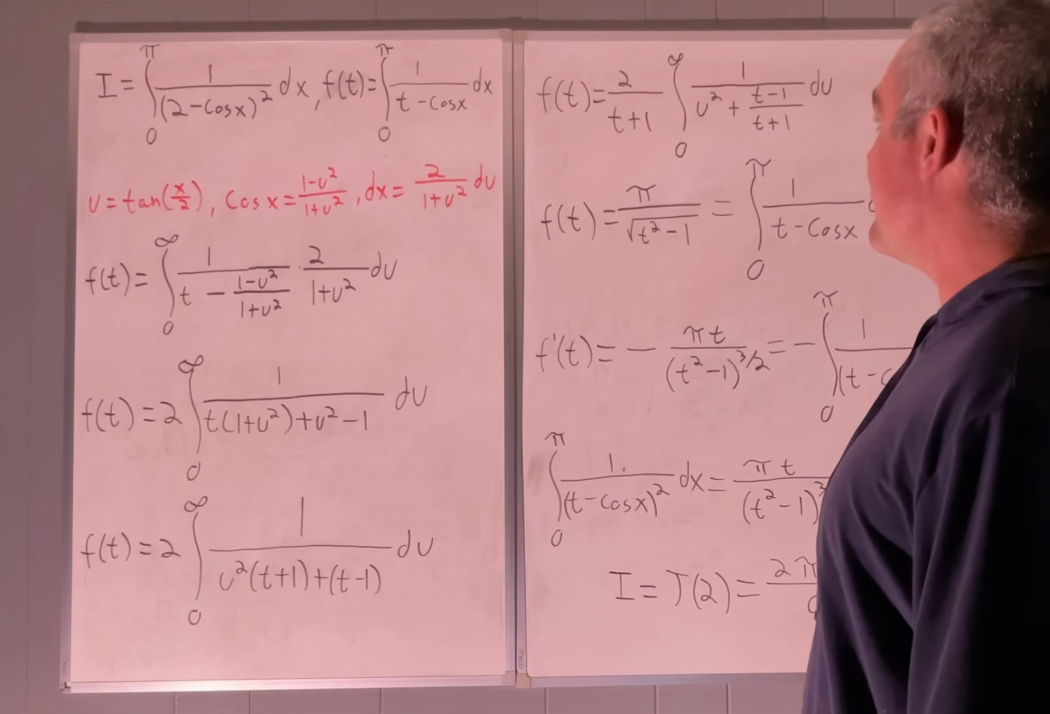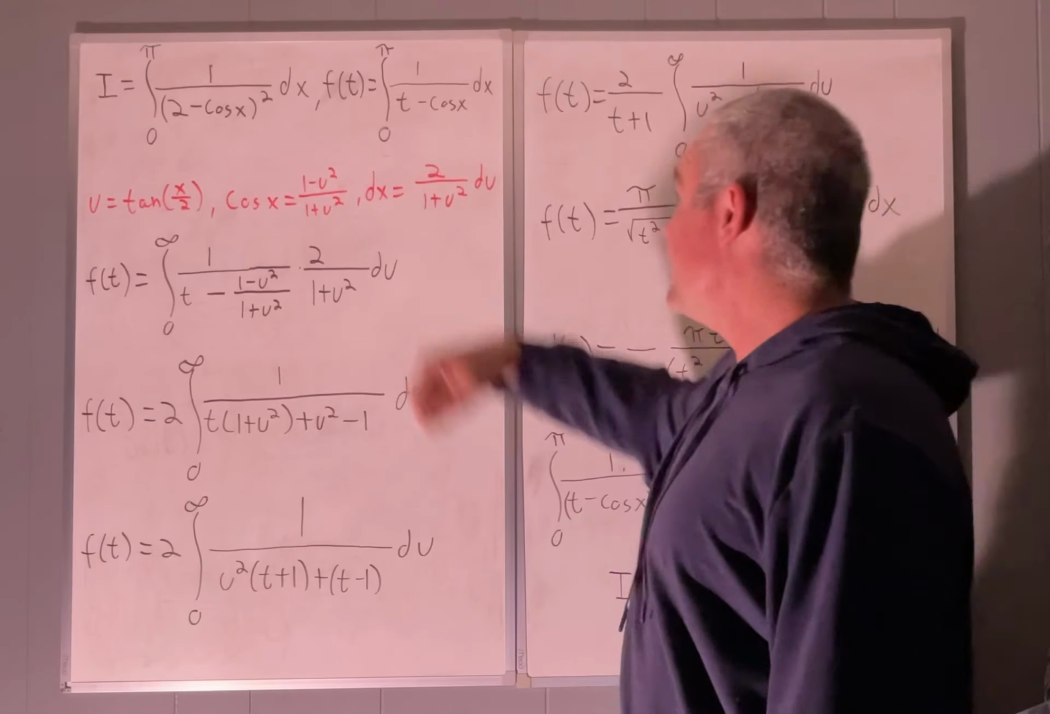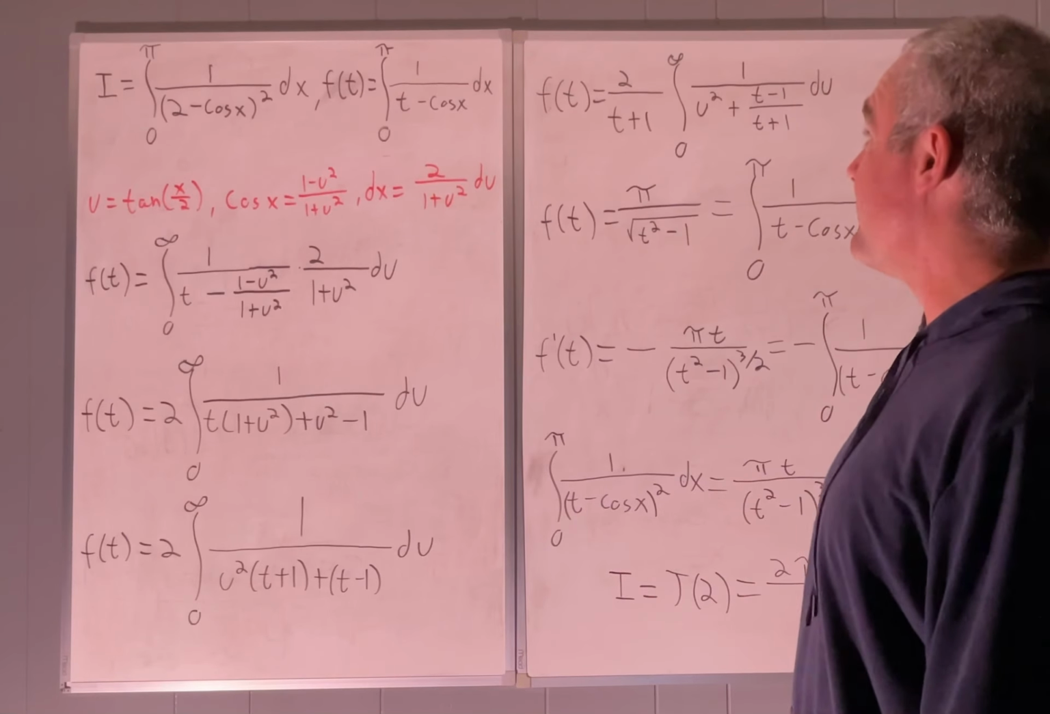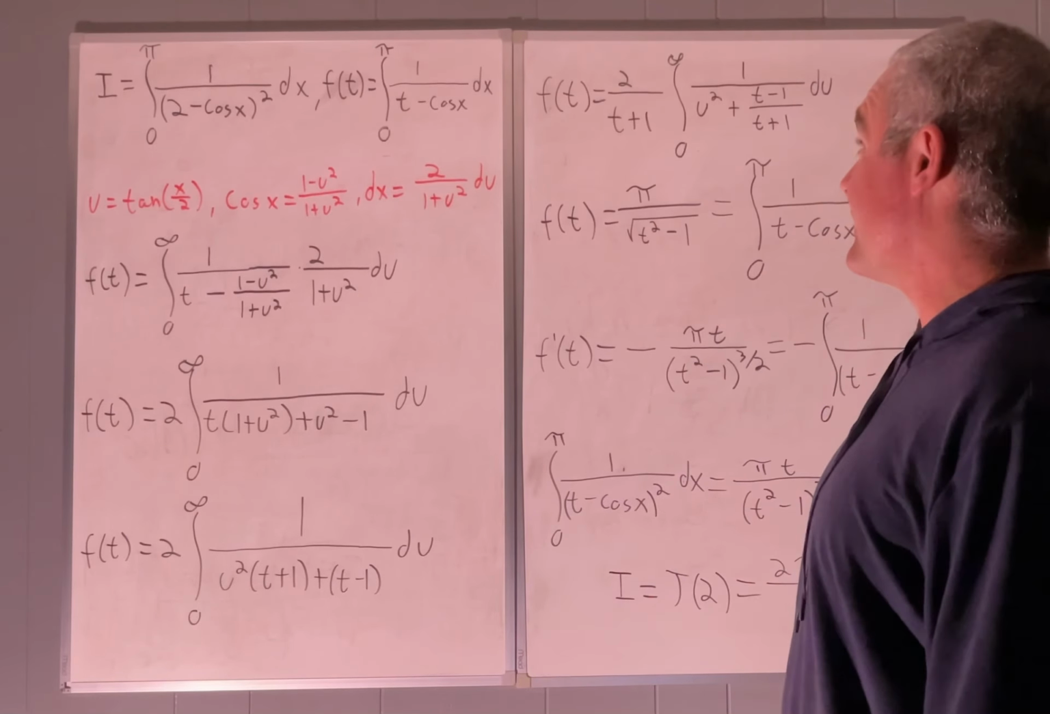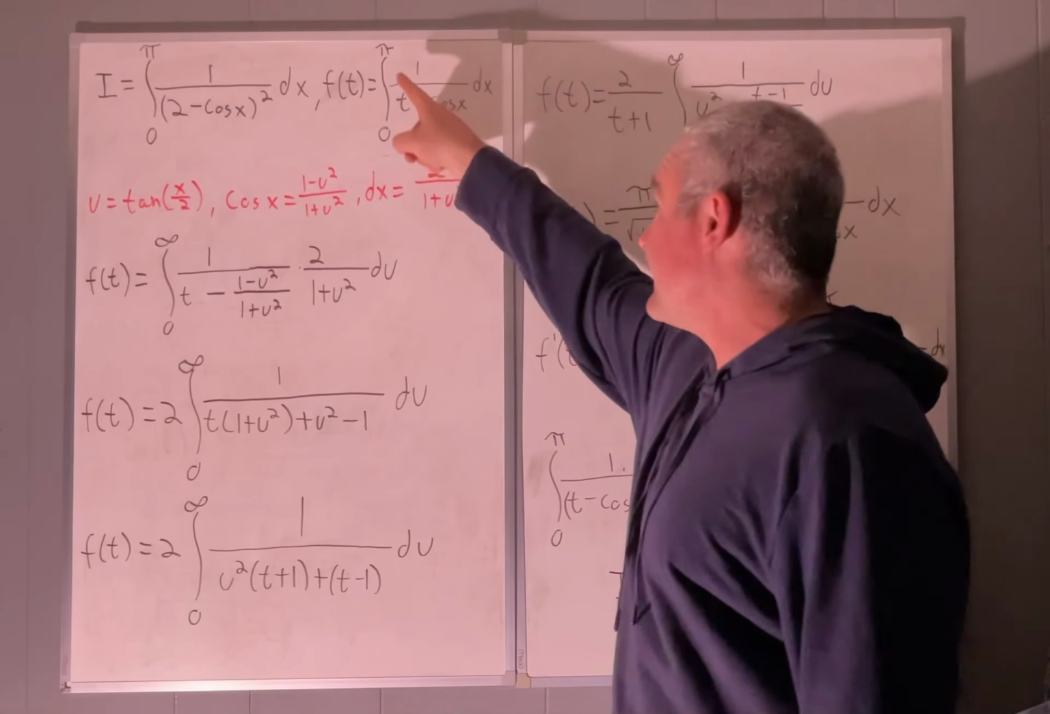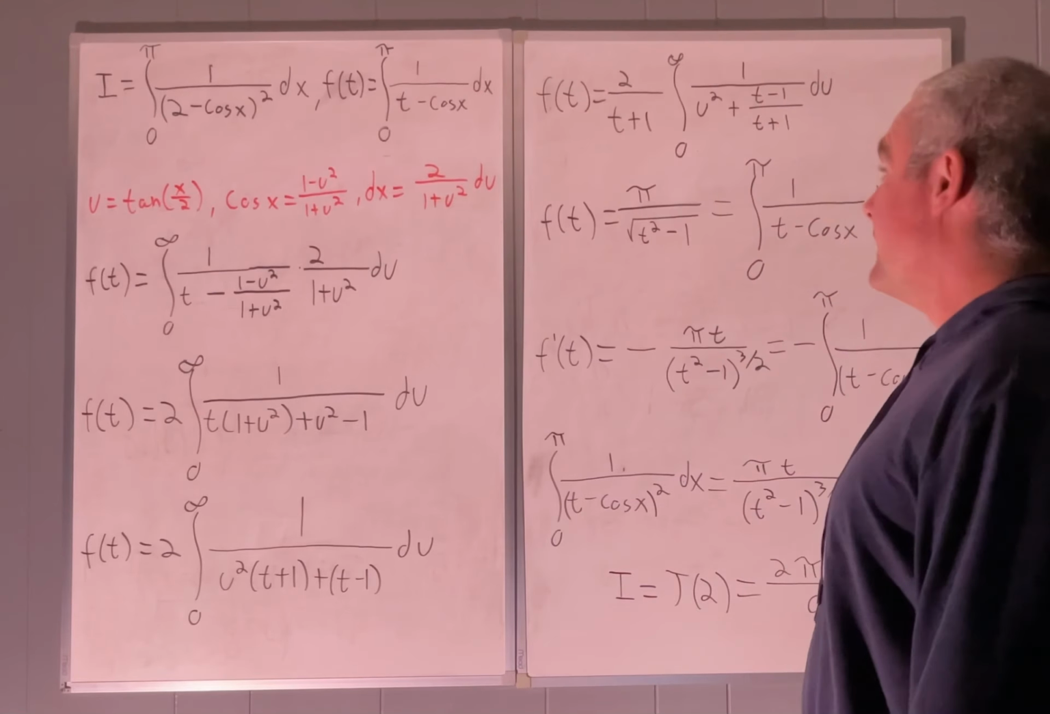So the first thing we'll do is create a function of t, and it'll be equal to the integral from 0 to pi of 1 over (t minus cosine x) dx. And you'll notice that I did not square it.